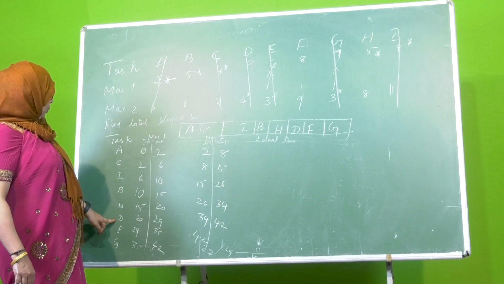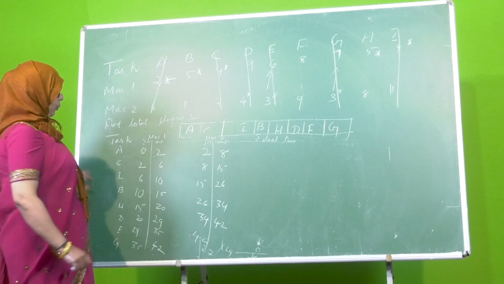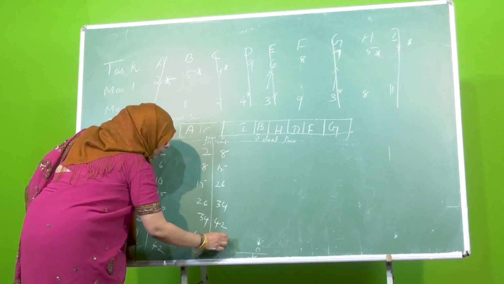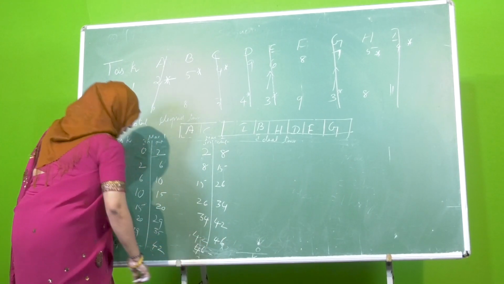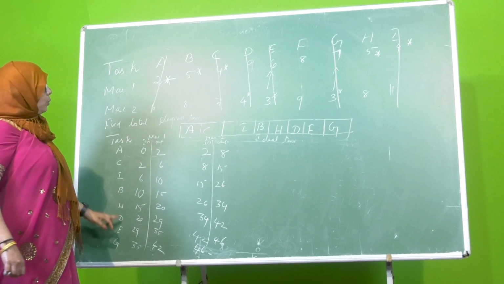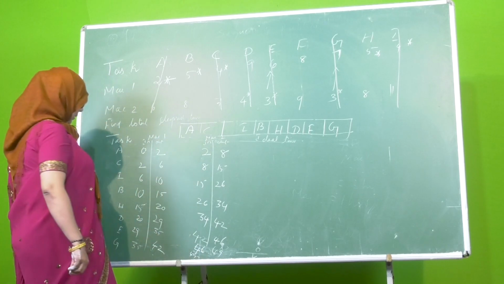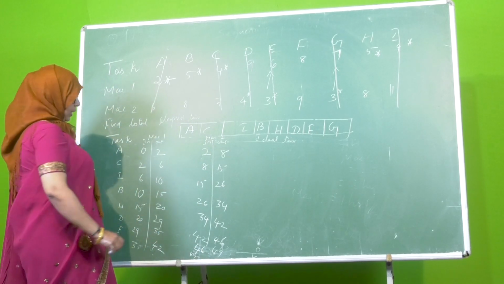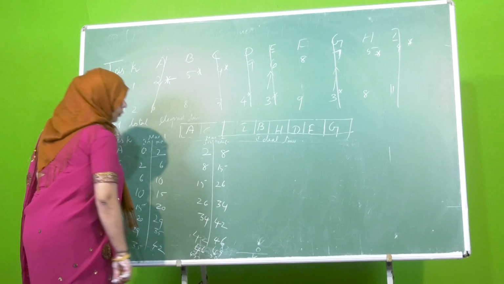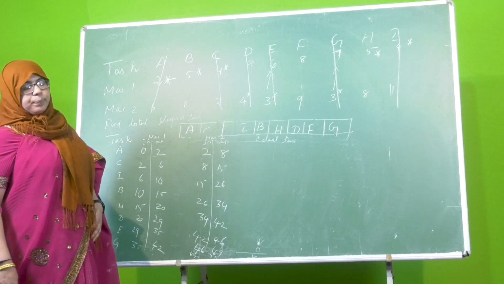D value, what is the value? 4. That is 46. Another 46. What is the E value? 3. That is a 49. And 49 is there. What is the G value? 3. That is 52. So, what is the ideal time?